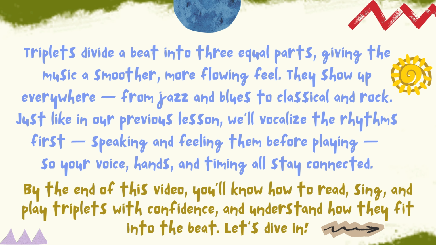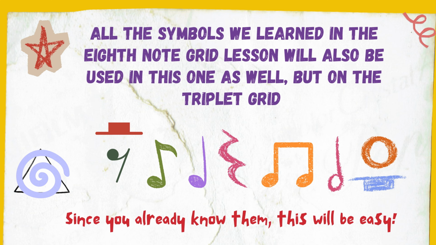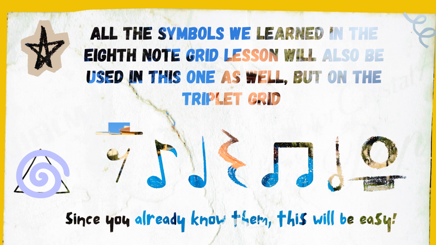Just like in a previous lesson, we'll vocalize the rhythms first, speaking and feeling them before playing, so your voice, hands, and timing all stay connected. All the symbols we learned in the 8th note grid lesson will also be used in this one as well, but on the triplet grid. Vocalizing the rhythms is essential for internalizing the feel.